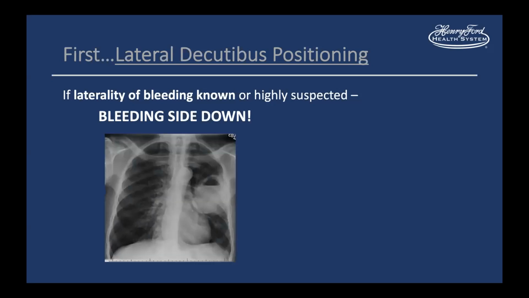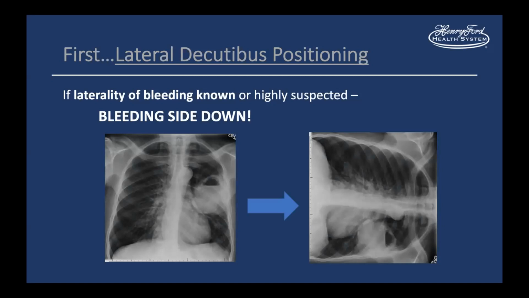So for instance, in a patient like this, you have this x-ray or you know this history, it's most likely coming from the left side. You just put them left side down to protect your right lung.